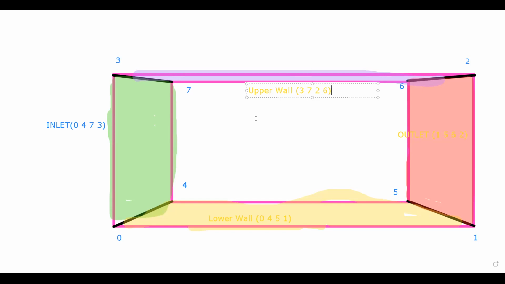Up till now, if you have any questions, you can ask me. Okay, no problem. So these are the things which I am using here. Now this is my inlet. This is my lower wall. This is my upper wall. This is my outlet. And what about my front and back plane?